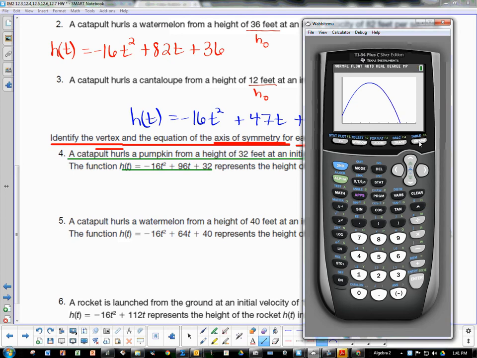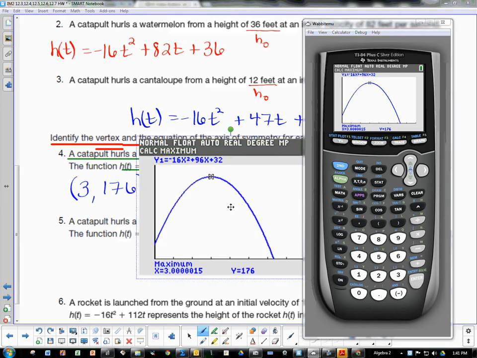All right, we need to find here the vertex. So second, calculate. And in this case, it's going to be a maximum, number 4. All right, enter. There's our left bound. Here's our right bound, and that's going to be 3 comma 176. 3 comma 176.